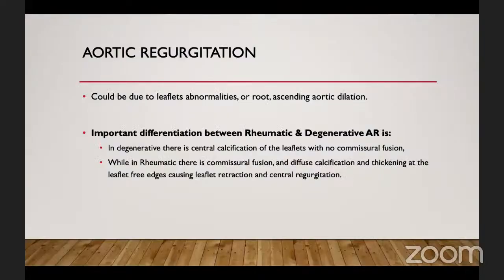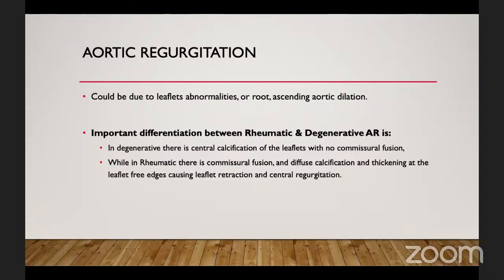For aortic regurgitation, understanding the pathology is the same: it is either in the leaflet itself, due to rheumatic disease or sometimes a bicuspid aortic valve, or most of the time we have combined stenosis and regurgitation. If there is a root disease and the root is dilated, it will pull away the leaflets, and there is ascending aortic dilatation as well, especially in the bicuspid aortic valve.